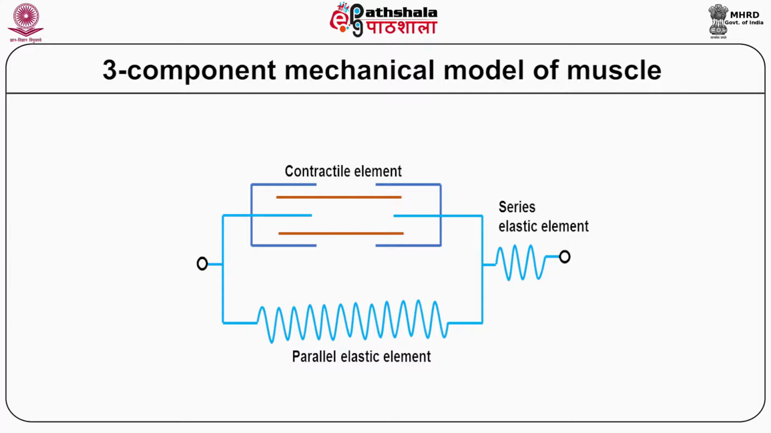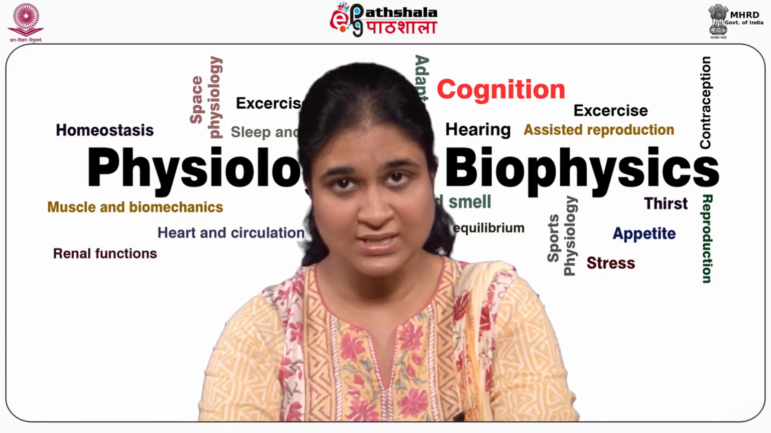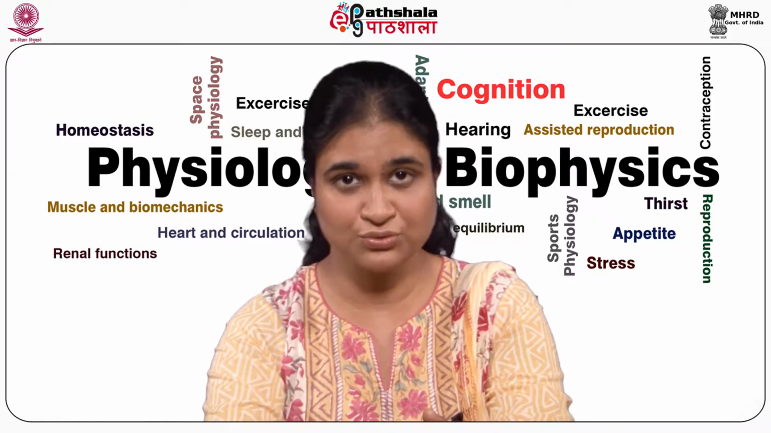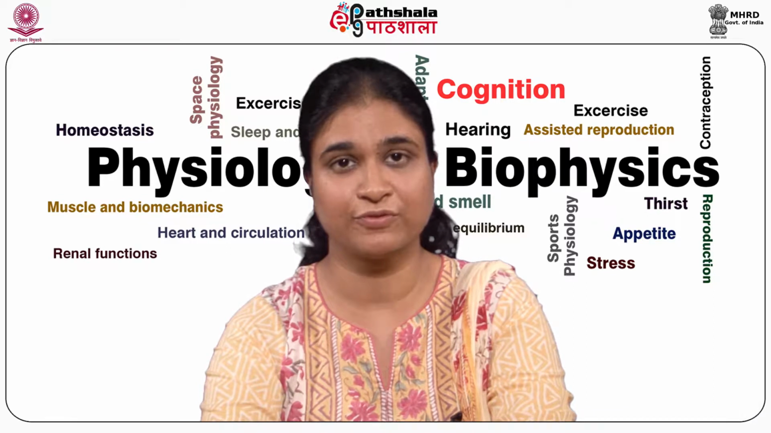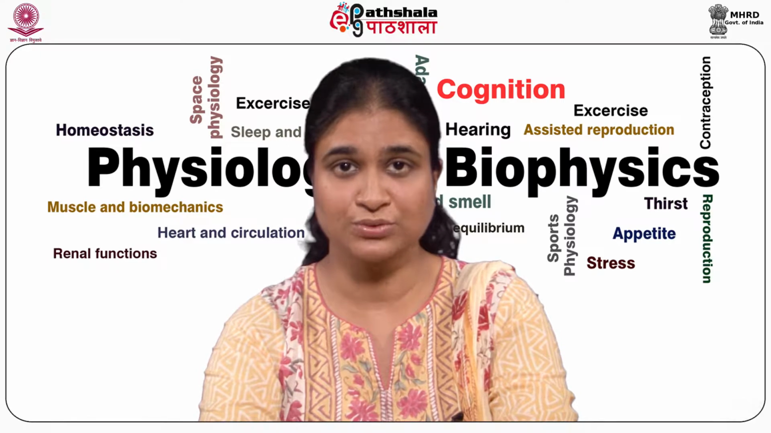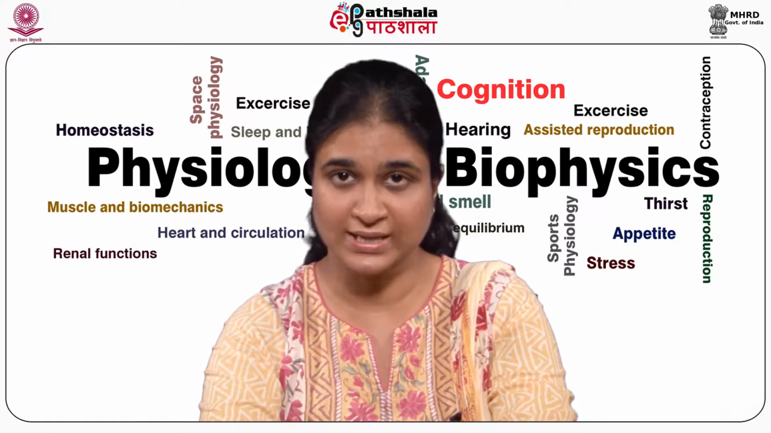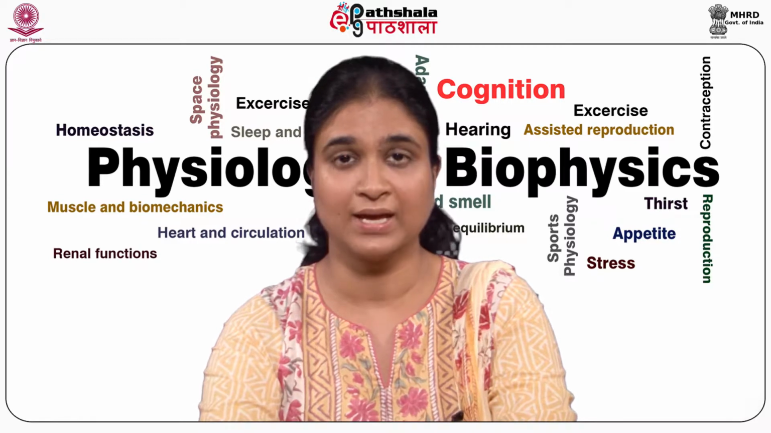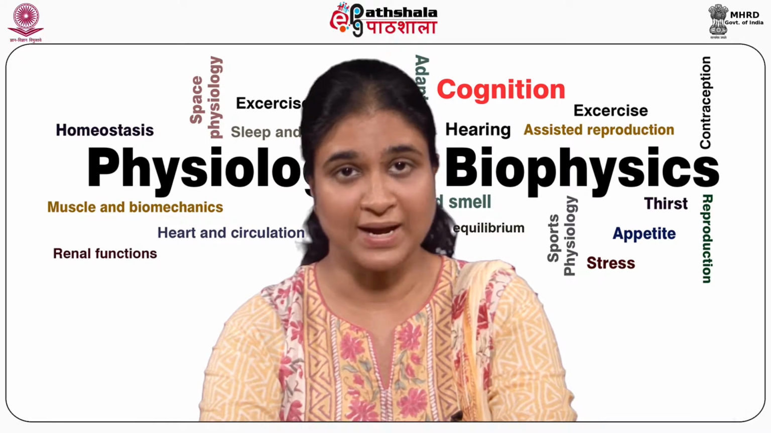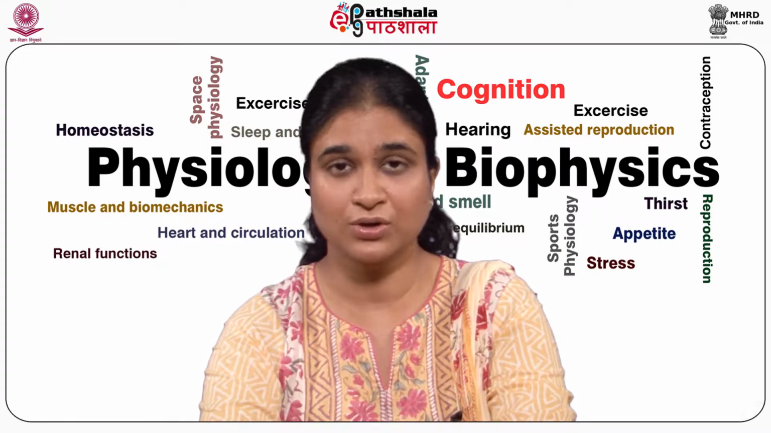You can see in this figure, it consists of three elements: the contractile element, the series elastic element and the parallel elastic element. Contractile elements seen in red consist of thick and thin filaments that interact through cross-bridge cycling and generate force or active tension, while elastic elements contribute to the development of passive tension in the muscle when they are stretched.